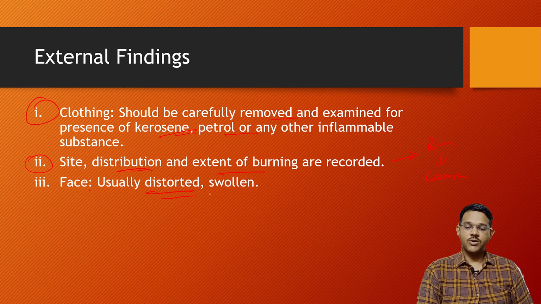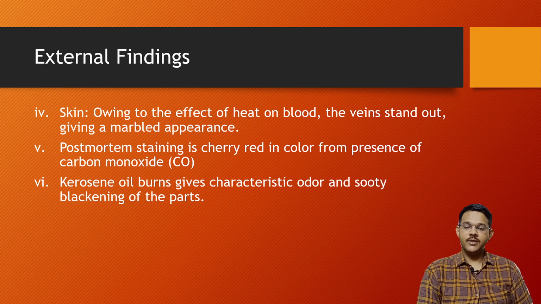The face is usually distorted and swollen, singeing of eyebrows may be present, and the tongue may be protruded because of contraction of the muscles, which is typically seen. On the skin, owing to the effect of heat on blood, veins may stand out, leading to a marbled appearance, that is, a contrasting dark and light appearance may be seen.